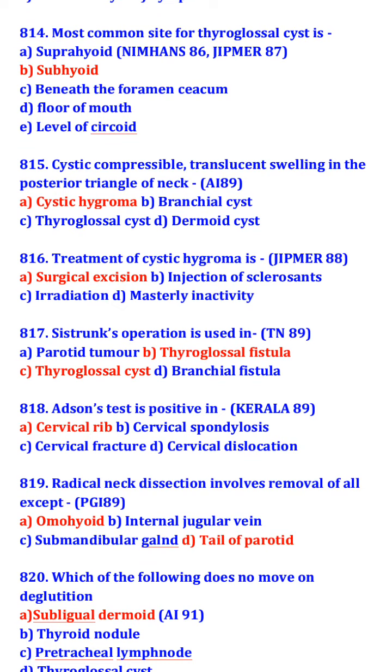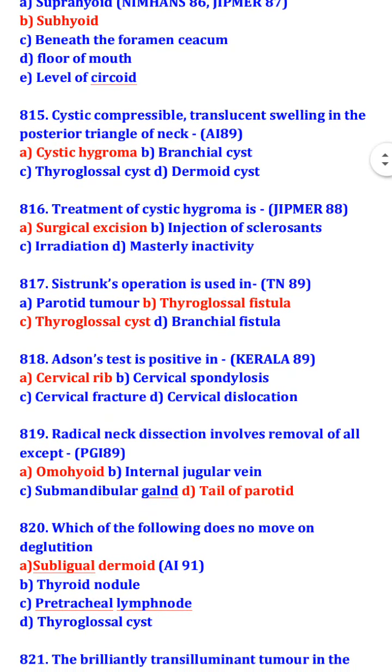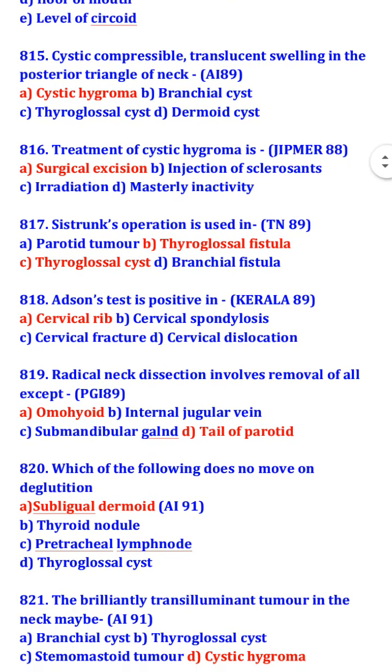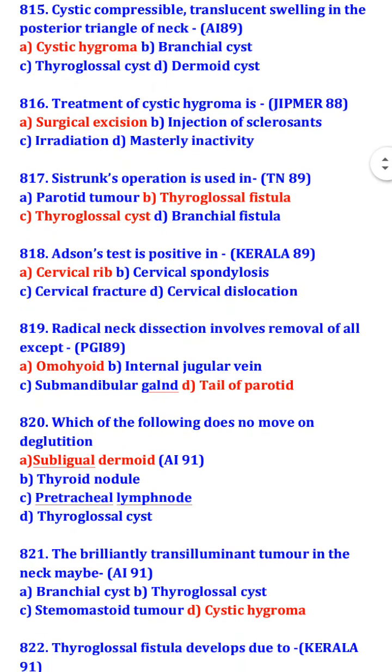Cyst trunks operation is used in thyroglossal fistula and thyroglossal cyst. Addison's test is positive in cervical rib. Radical neck dissection involves removal of all except omohyoid and tail of parotid. So radical neck dissection involves internal jugular vein and submandibular gland.